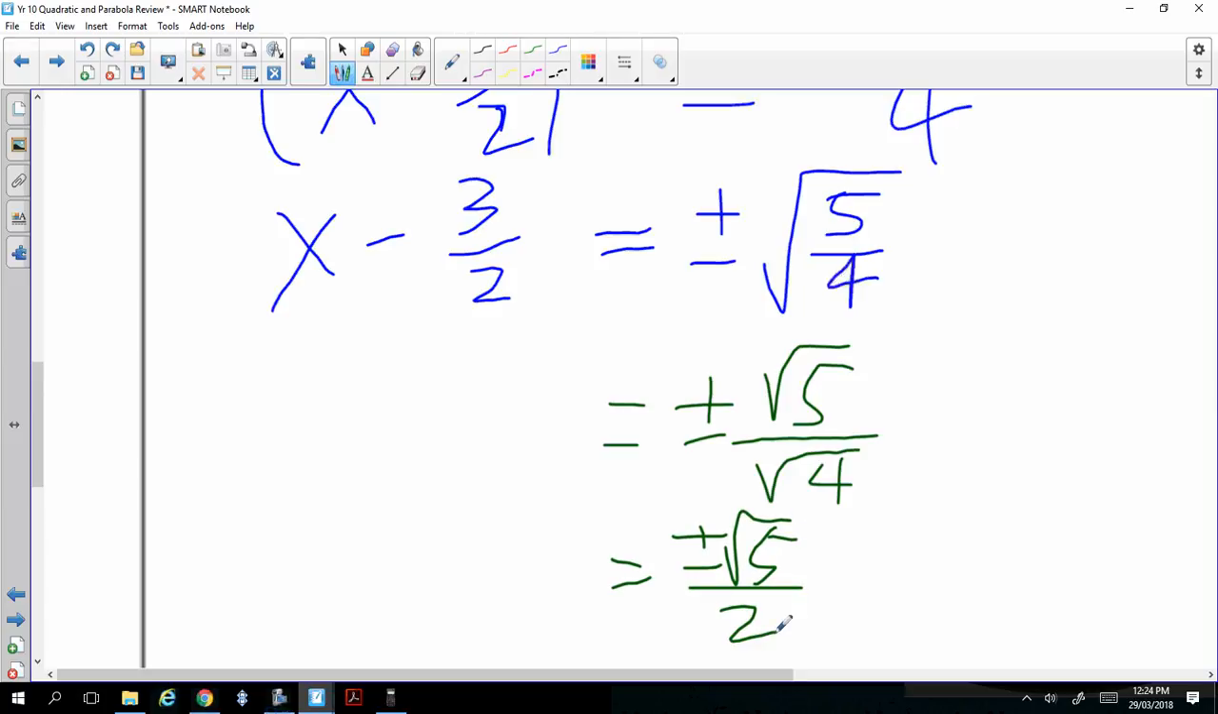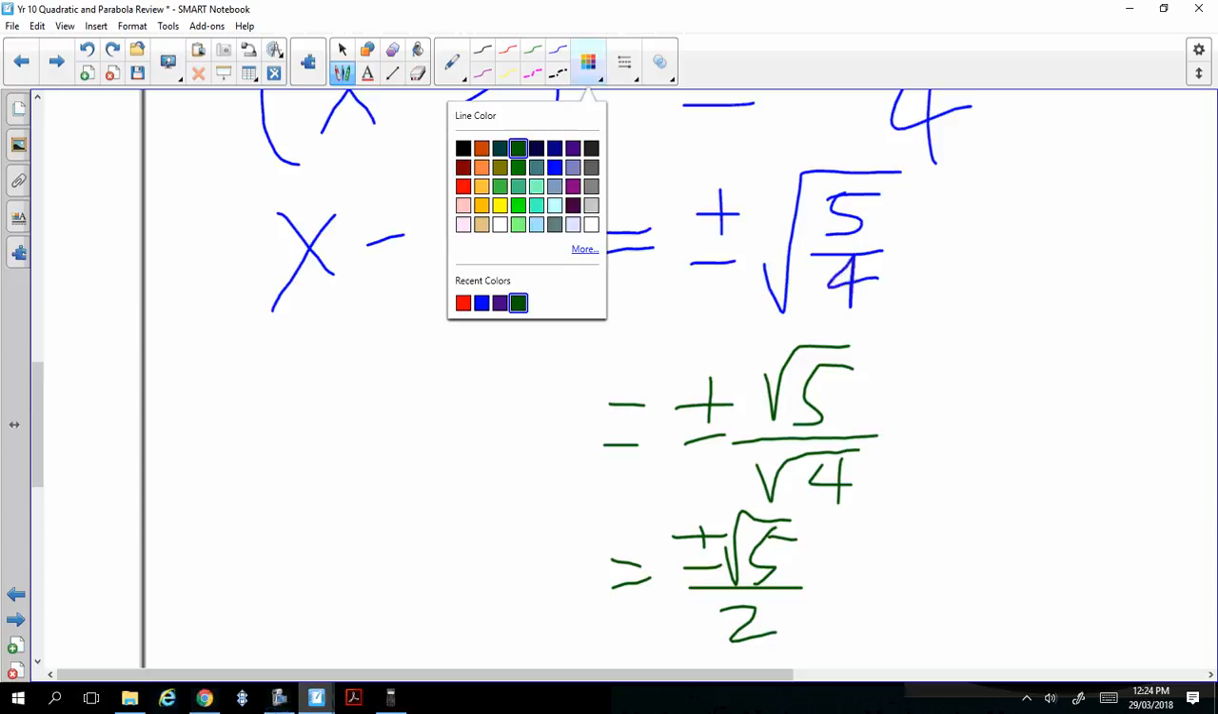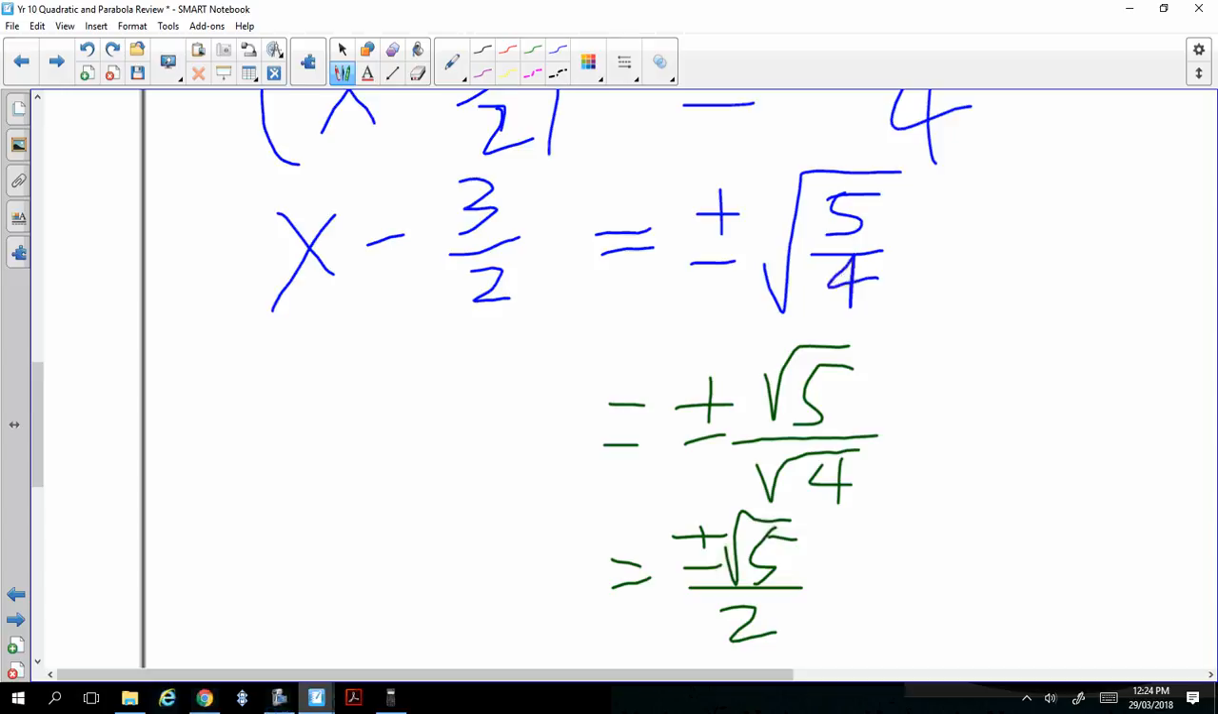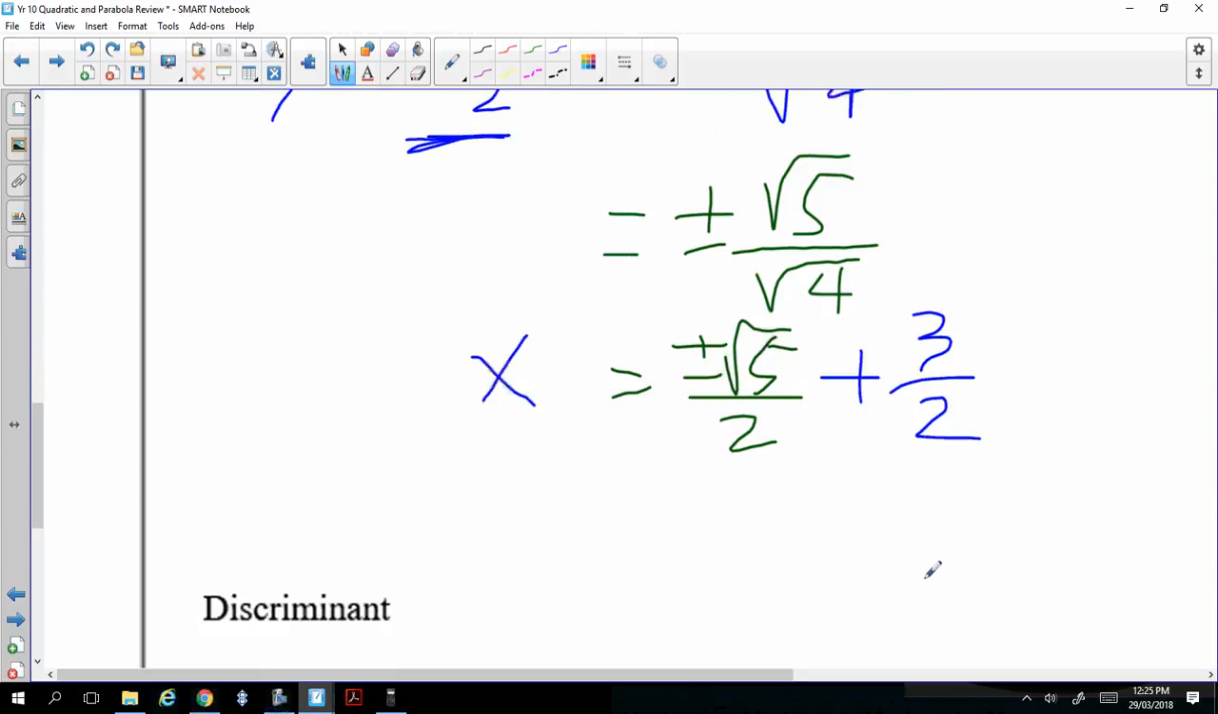Now, after we do this, you have to make x the subject. So make sure you move this term to the right. So you write x equal to plus 3 over 2, like that. And then make them the same denominator. But I prefer to write the 3 in front because it looks nicer that way. Okay? So that's the answer.